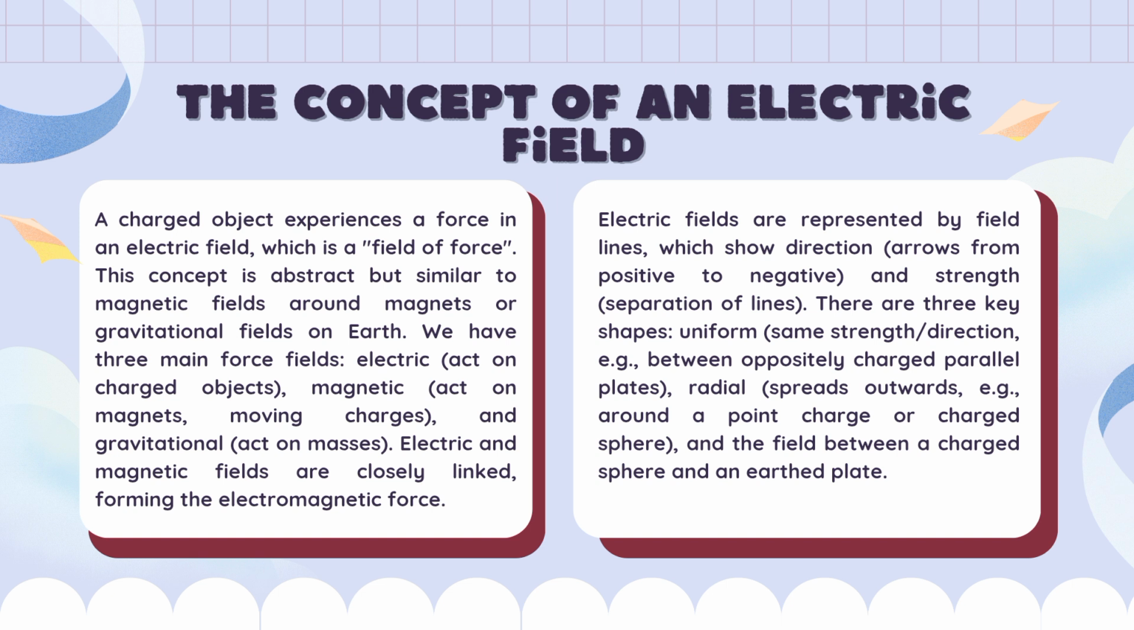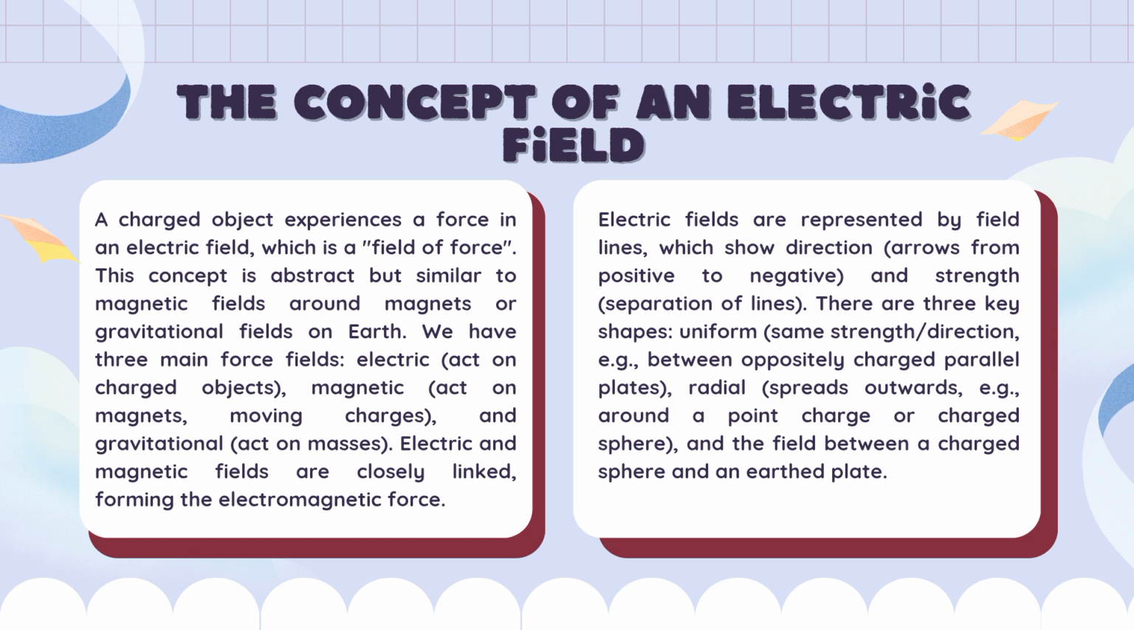We have three main types of force fields: electric fields, which act on charged objects; magnetic fields, which act on magnets and moving currents; and gravitational fields, which act on masses. Electric and magnetic fields are closely linked together, forming the electromagnetic force. We represent electric fields as field lines.